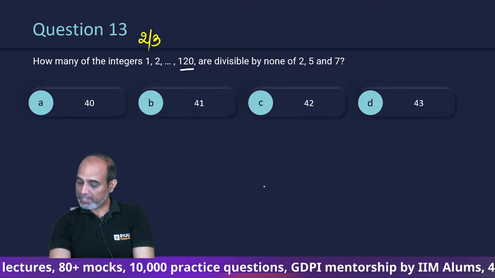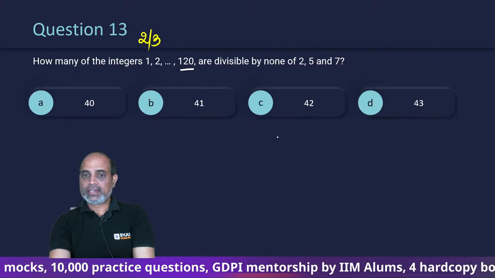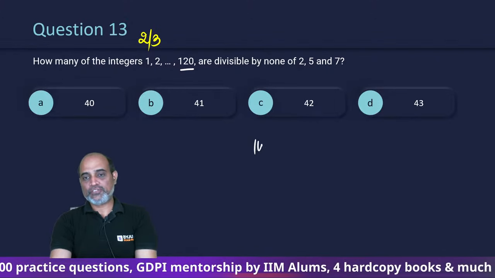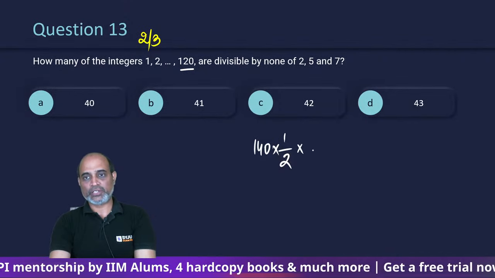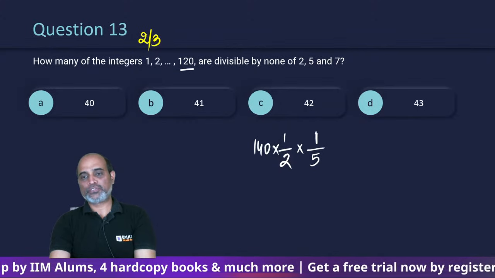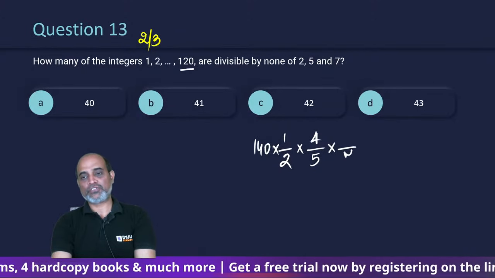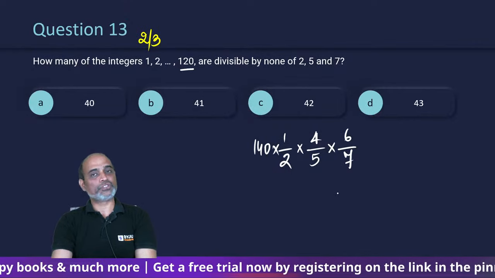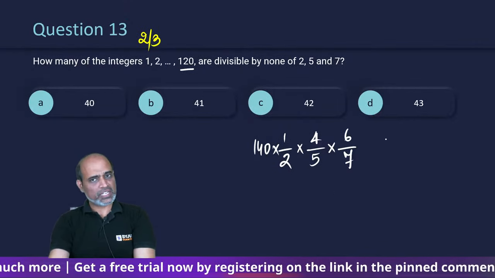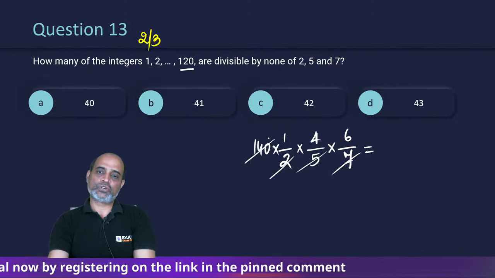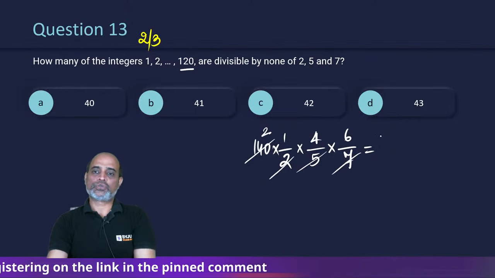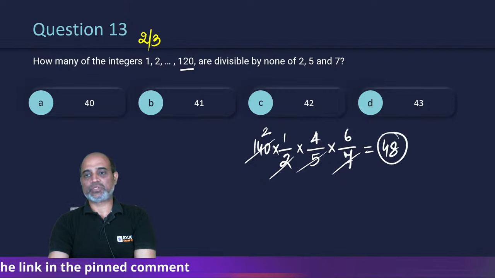So from here, can we say that up to 140, out of every 2 numbers, 1 number is not divisible by 2. Out of every 5 numbers, 4 numbers are not divisible by 5. And out of every 7 numbers, 6 numbers are not divisible by 7. So the ones that are not divisible by these will be these. So if you solve this, this is going to give us 2, 24 into 2, 48 such numbers exist.